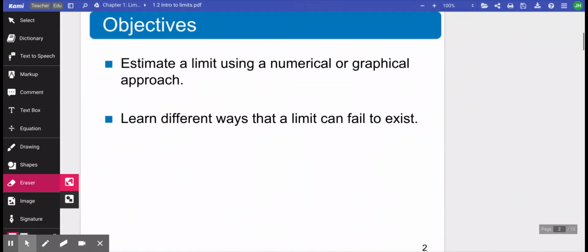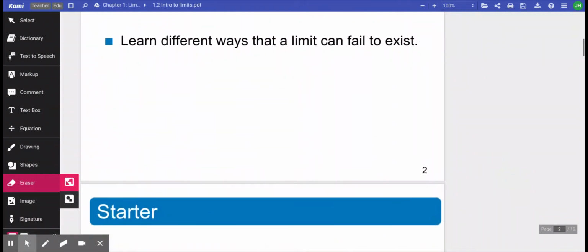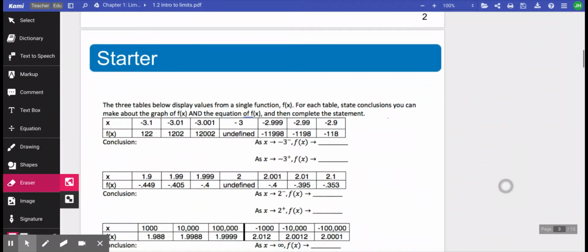Okay, so things we're going to do, we're going to estimate a limit using a numerical or graphical approach. And we're going to learn all the different ways the limit can fail to exist. One thing I want to mention is that one of the main ideas in AP is that we want to make sure that we can justify our reasoning using what's called the rule of four. So that would be verbally, numerically, graphically, and analytically. And analytically would be basically algebraically. So we're going to focus on numerically and graphically justifying our responses today.